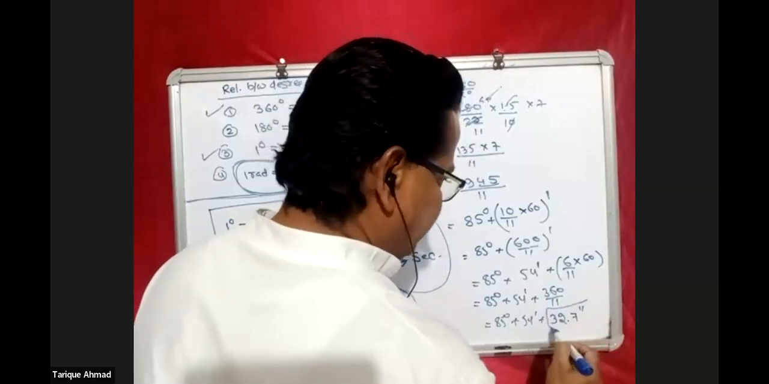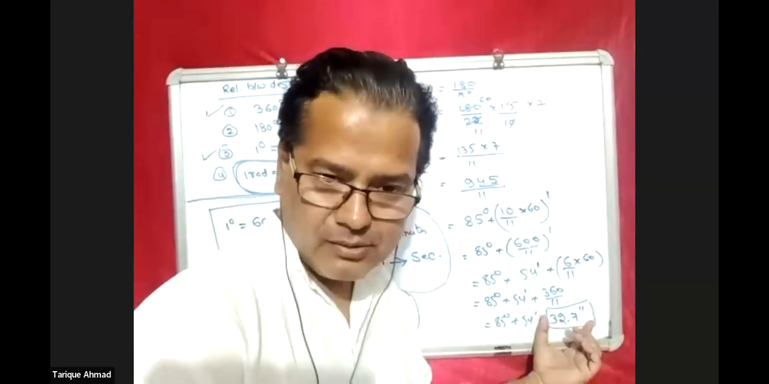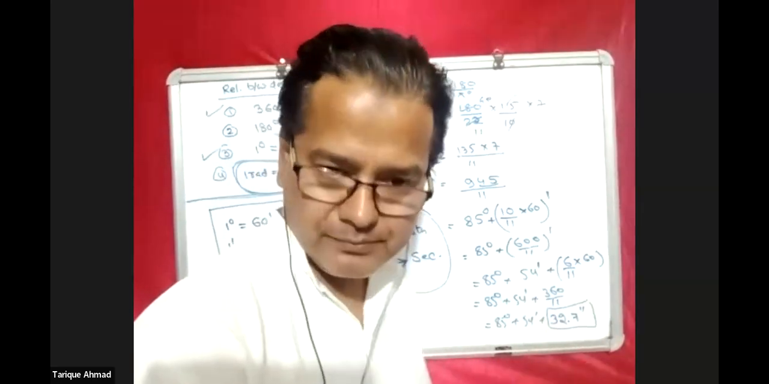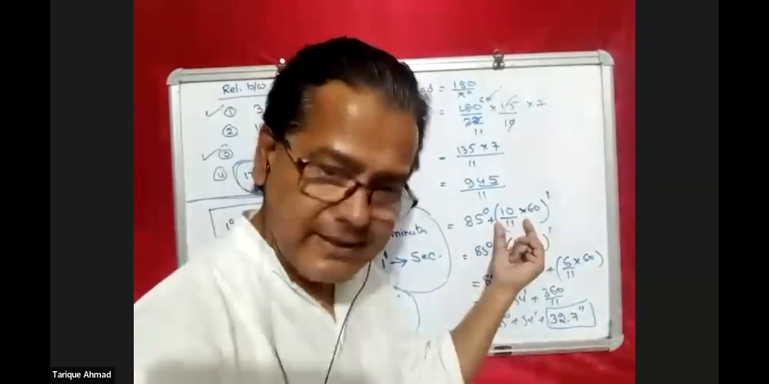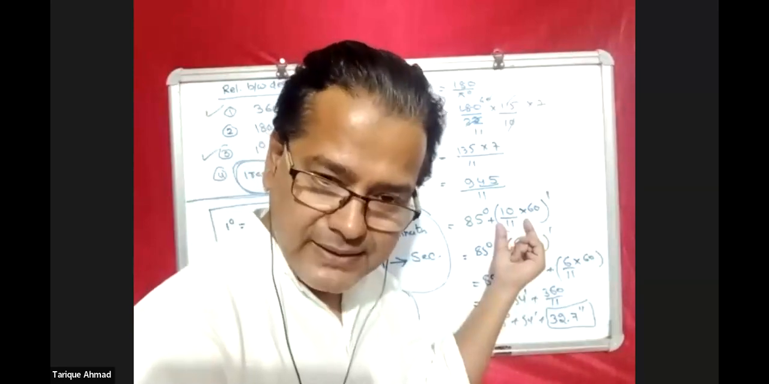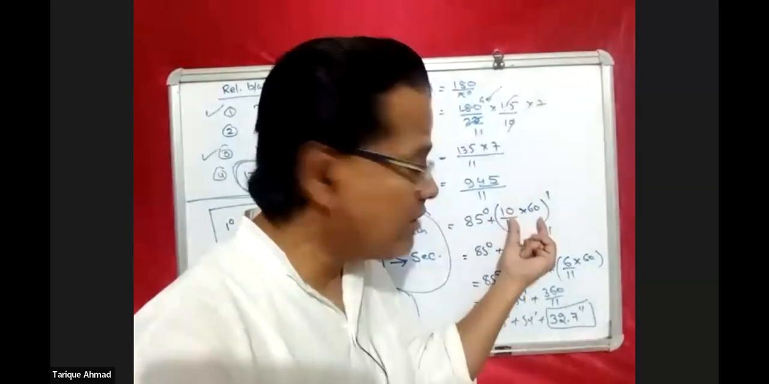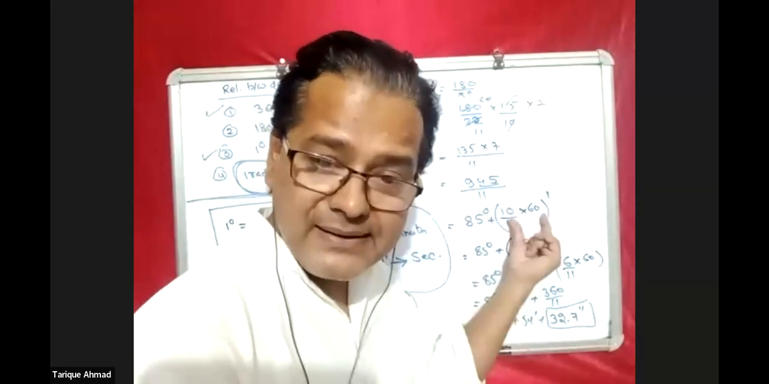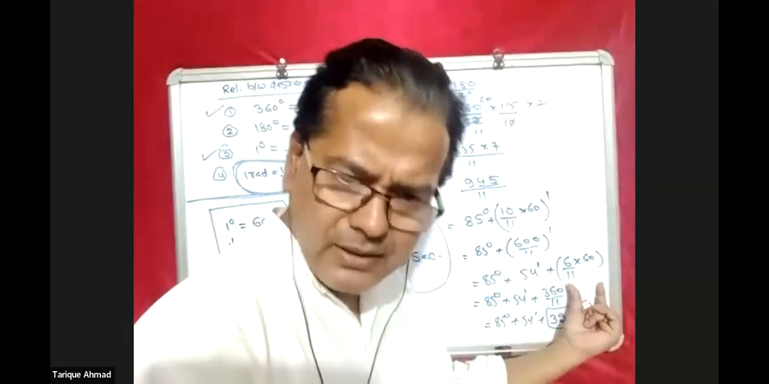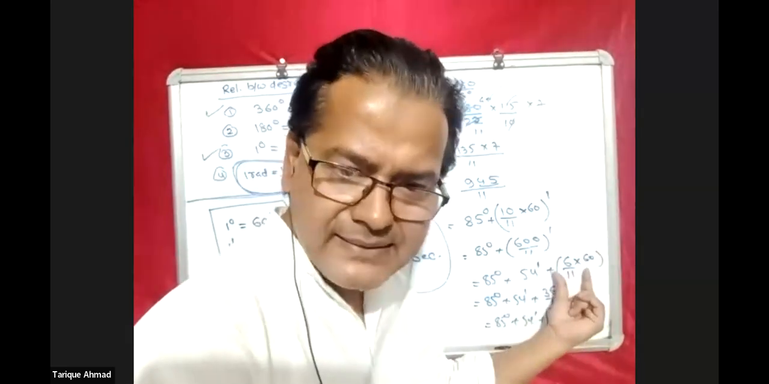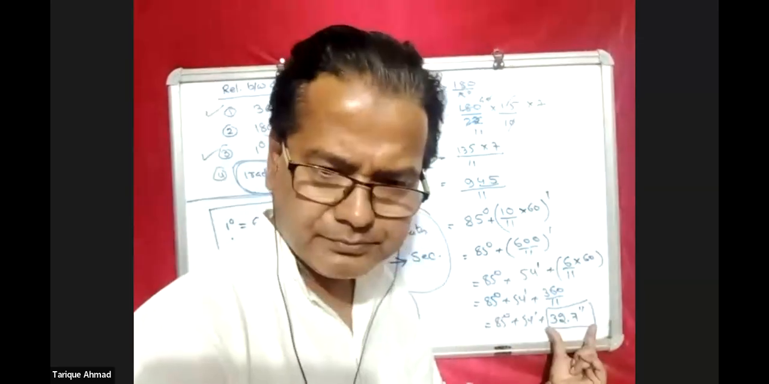Since this is the lowest unit, second, there we can leave it in decimal. We can't leave degree in decimal or minute in decimal. The rule says if the angle is less than 1 degree, you have to convert that into minute. If the angle is less than 1 minute, you have to convert that into second. But if that is less than 1 second, yes, you can leave that in decimal.